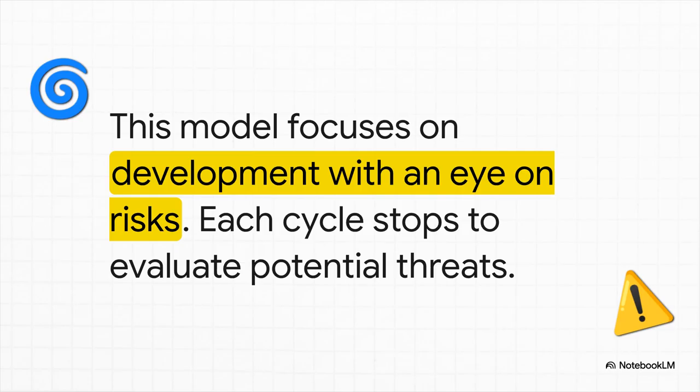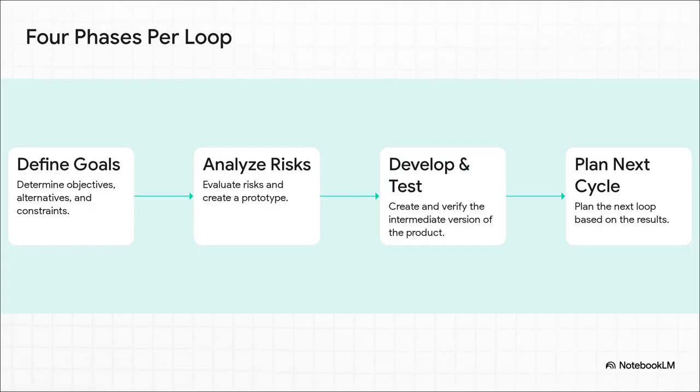How do you deal with all that risk? The secret to the spiral model is that it works in loops or cycles. And every single time the team goes through a loop, they repeat these 4 key phases. First, you define your goals. Then, you analyze the risks and build a small prototype. After that, you develop and test it. And finally, you plan for the next loop around.